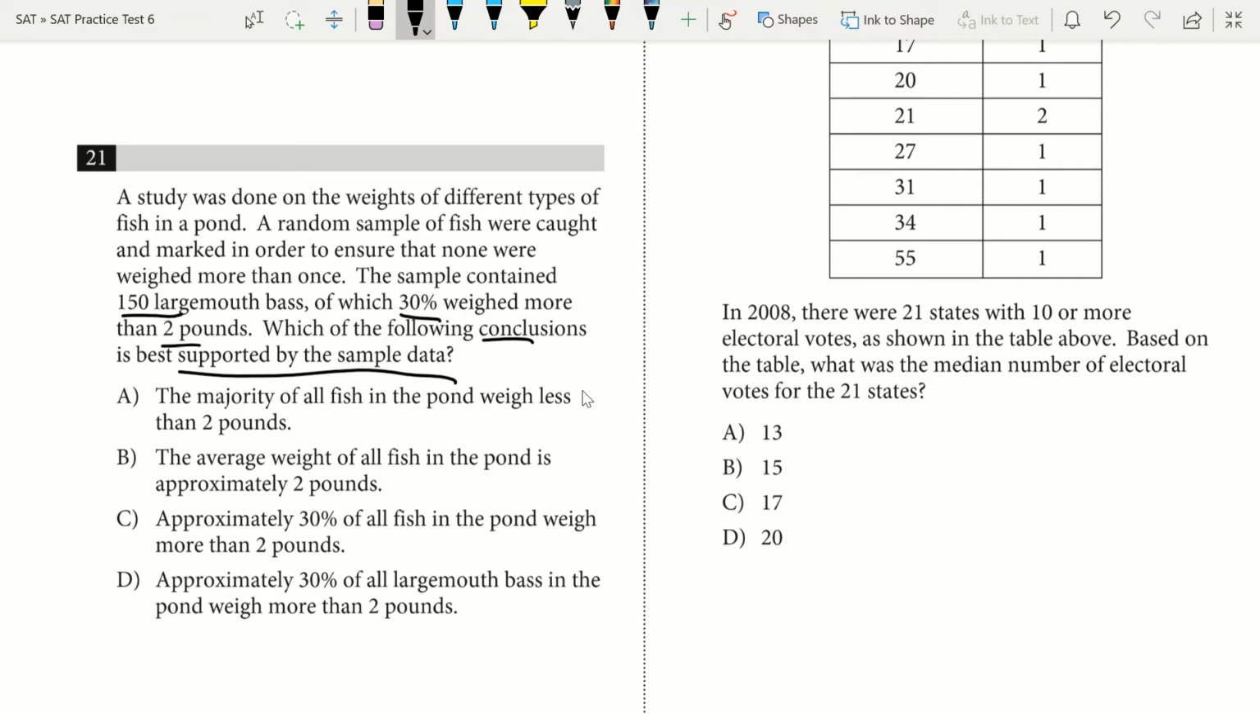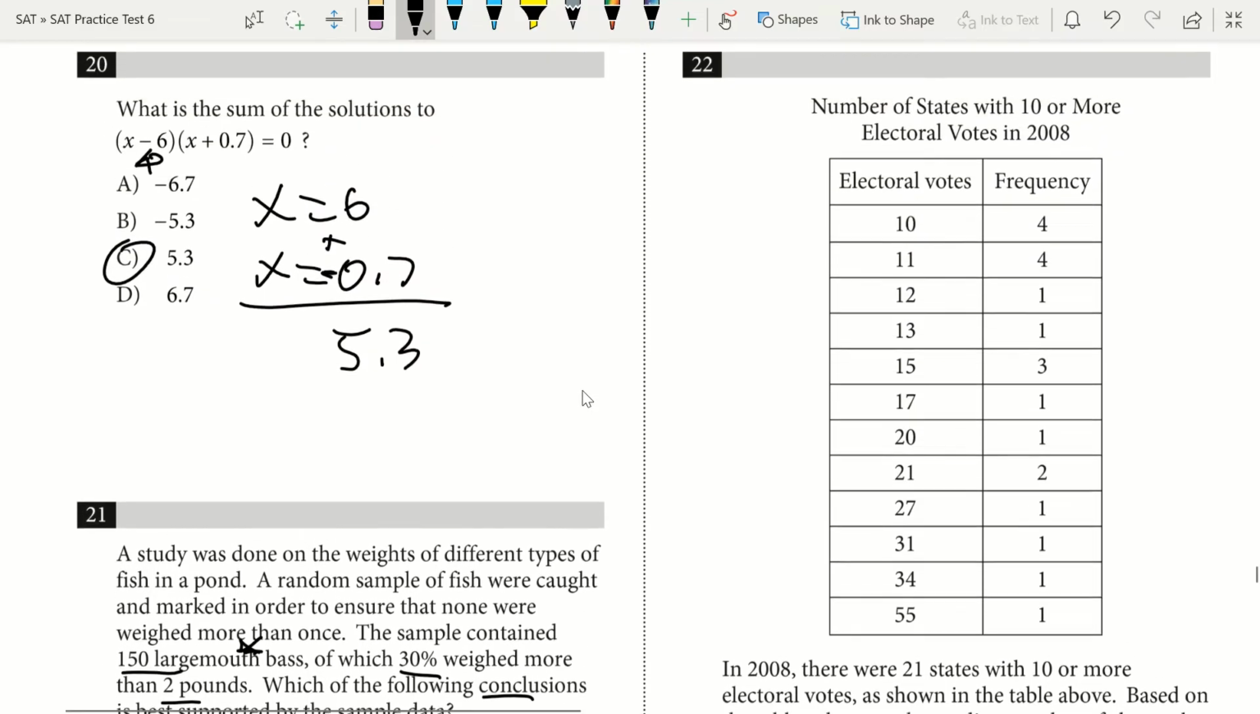The majority of all fish in the pond weigh less than 2 pounds? No, because the 2 pounds is related to our largemouth bass, not all the fish in the pond. The average weight of all fish in the pond is approximately 2 pounds. No, like I just said, that was just talking about the bass. Approximately 30% of all fish in the pond weigh more than 2 pounds. No, we were just talking about the bass. So we have to have the answer be D, which says approximately 30% of all largemouth bass in the pond weigh more than 2 pounds, right? And that's going to be the answer choice that's best supported by the data.